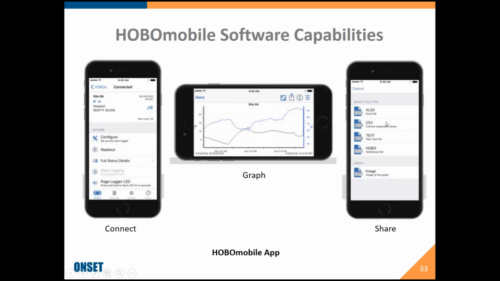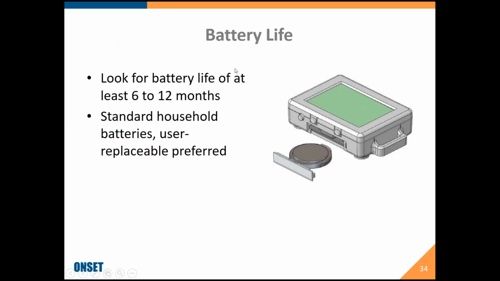And you can actually output the data in Excel formats or CSV or text or even the HoboWare format. So if you wanted to look at the data in HoboWare, you could output the data and you email that data from your phone to wherever you'd like to look at the data, and that's how you share it. This again is the HoboMobile application.